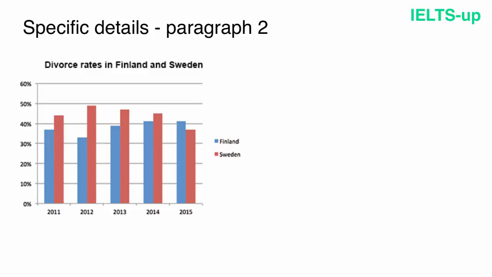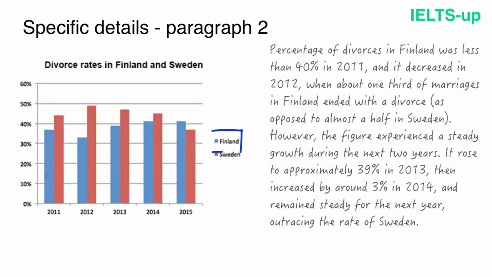And now we move on to the second paragraph with Finland's specific features. And here is how I wrote it. The percentage of divorces in Finland was less than 40% in 2011, and it decreased in 2012, when about one-third of marriages in Finland ended with a divorce, as opposed to almost a half in Sweden.